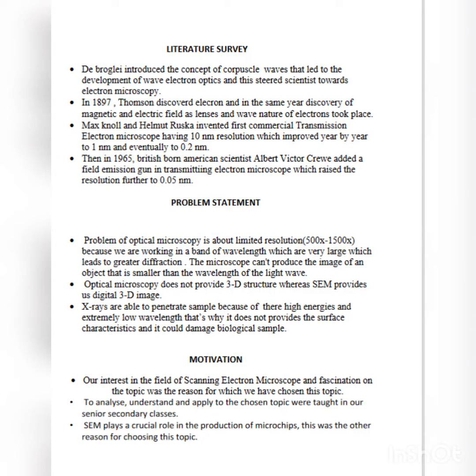Max Knoll and Helmut Ruska invented the first commercial transmission electron microscope having 10 nanometer resolution, which improved year by year to 1 nanometer and eventually to 0.2 nanometer. Then in 1965, British-born American scientist Albert Victor Crewe added a field emission gun in the transmission electron microscope, which raised the resolution further to 0.05 nanometer.